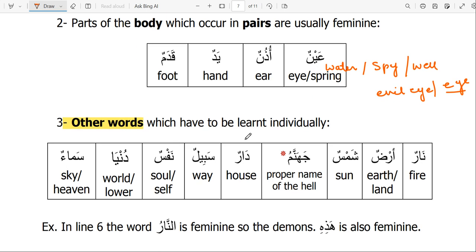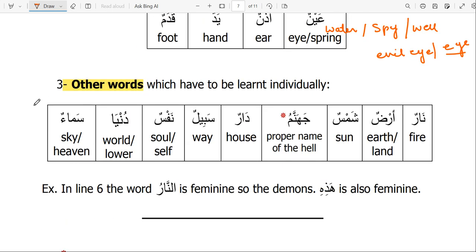These are the 10 nouns, as you can count: 1, 2, 3, 4, 5, 6, 7, 8, and 9. It's actually 9. So these 9 nouns are considered to be feminine in Arabic, and they don't have a ta marbuta to tell you that it's a feminine noun. You need to memorize these nouns as they are considered to be feminine. So the first one is nar. Nar is considered to be feminine.